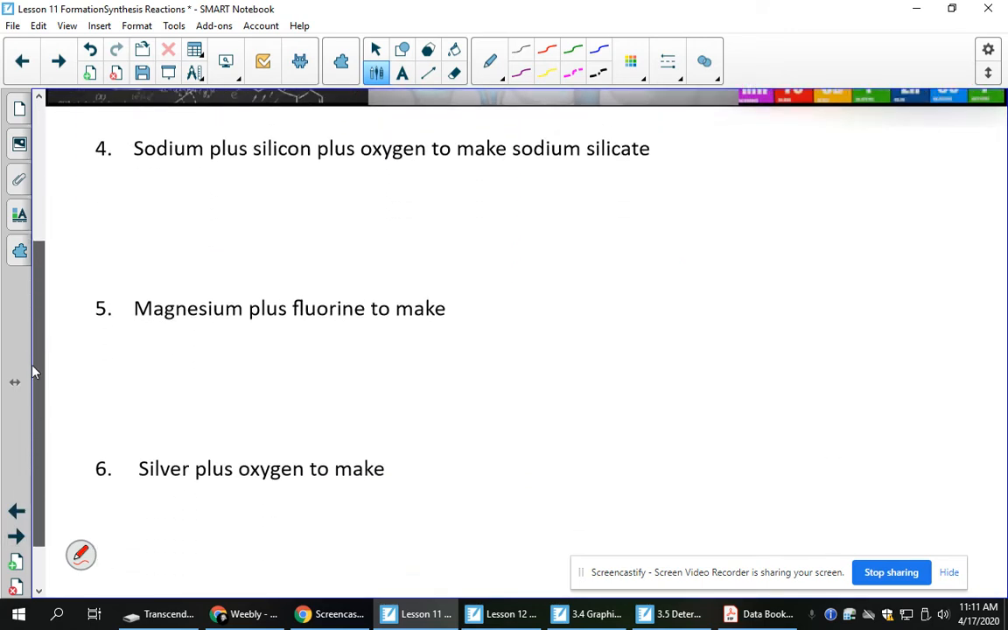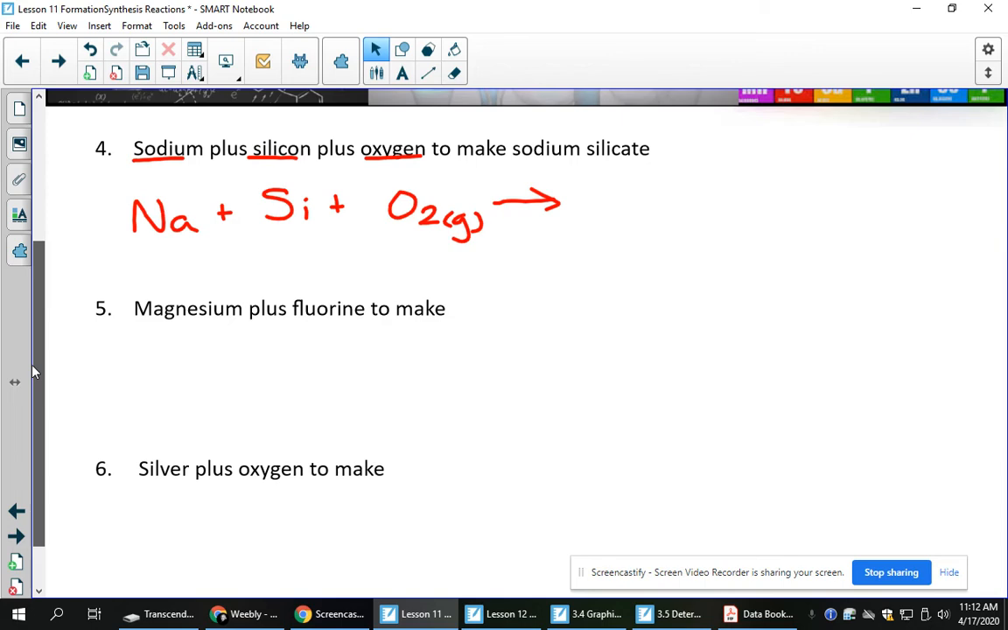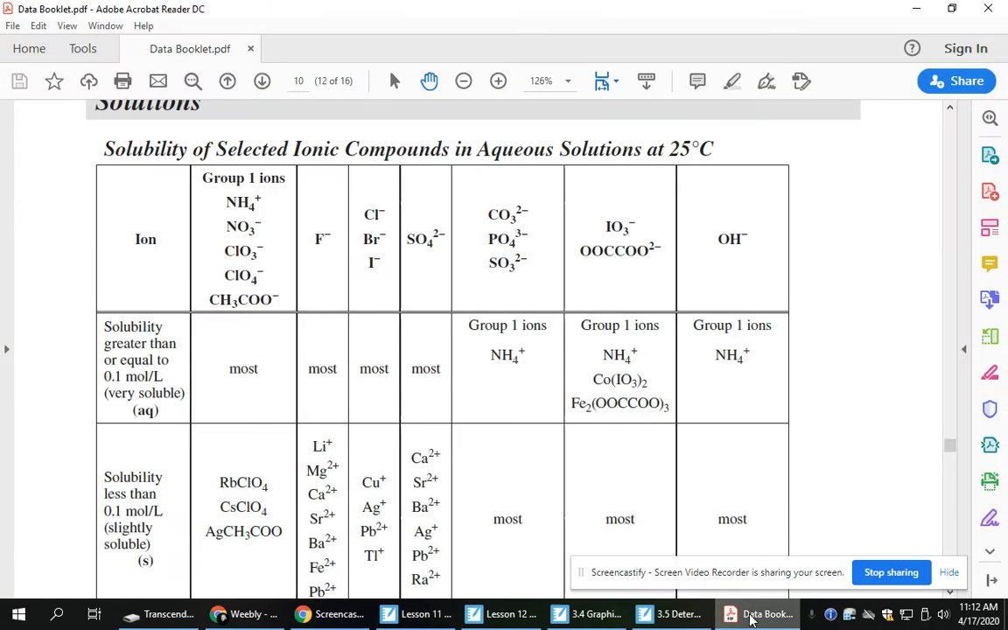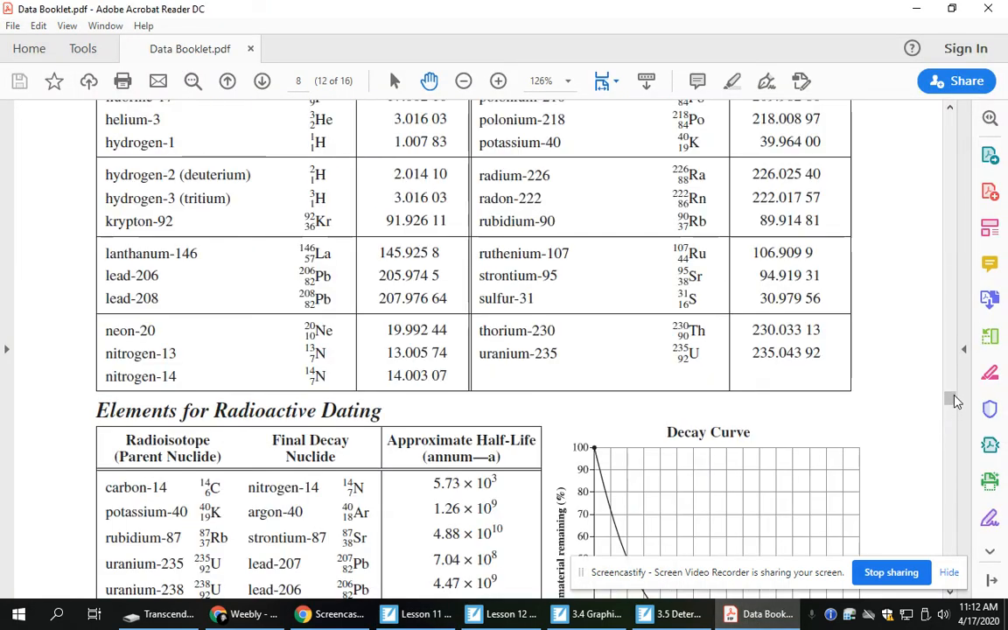Example 4. Sodium plus silicon plus oxygen makes sodium silicate. The only element I see here that's on the polyatomic element box is oxygen. So sodium is just going to be Na, silicon is going to be Si, and oxygen is going to be O2. So I've written them down for now. I'm going to check what those states are in my periodic table book now.